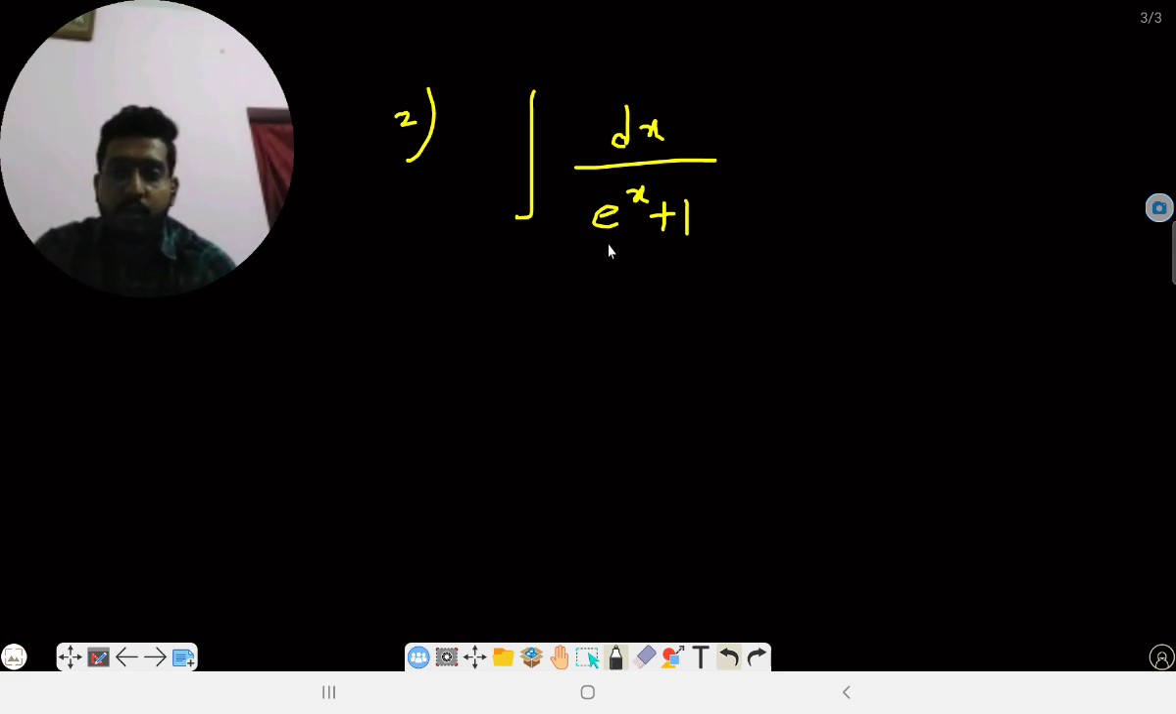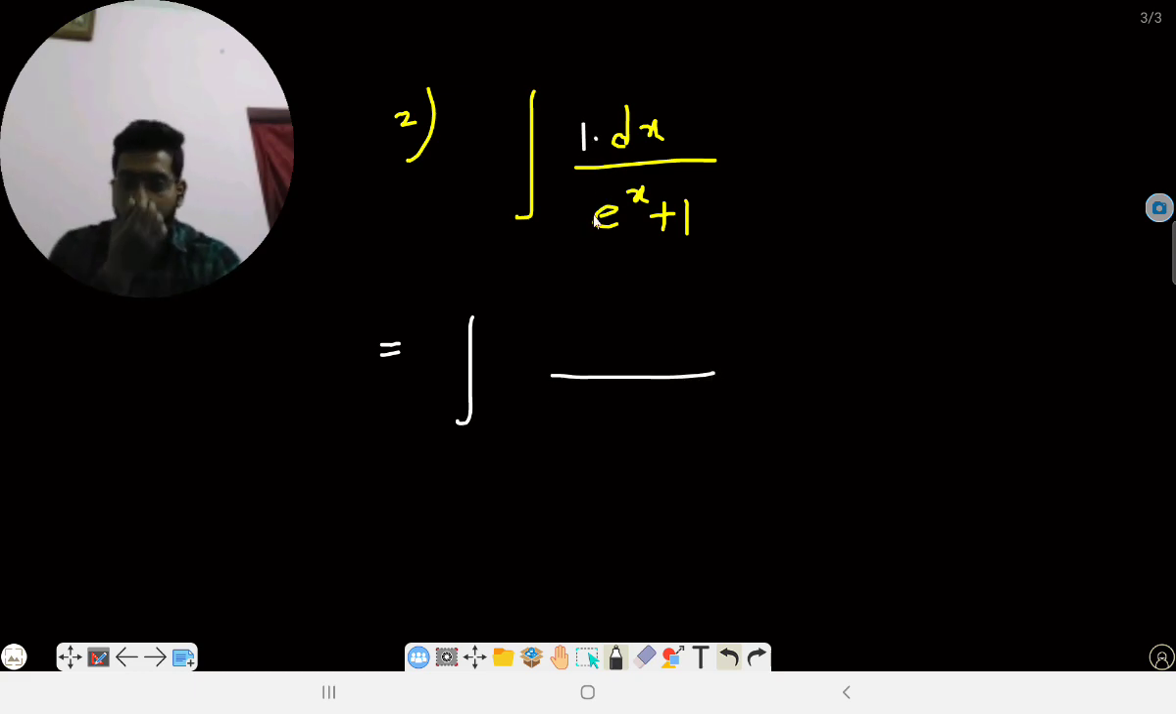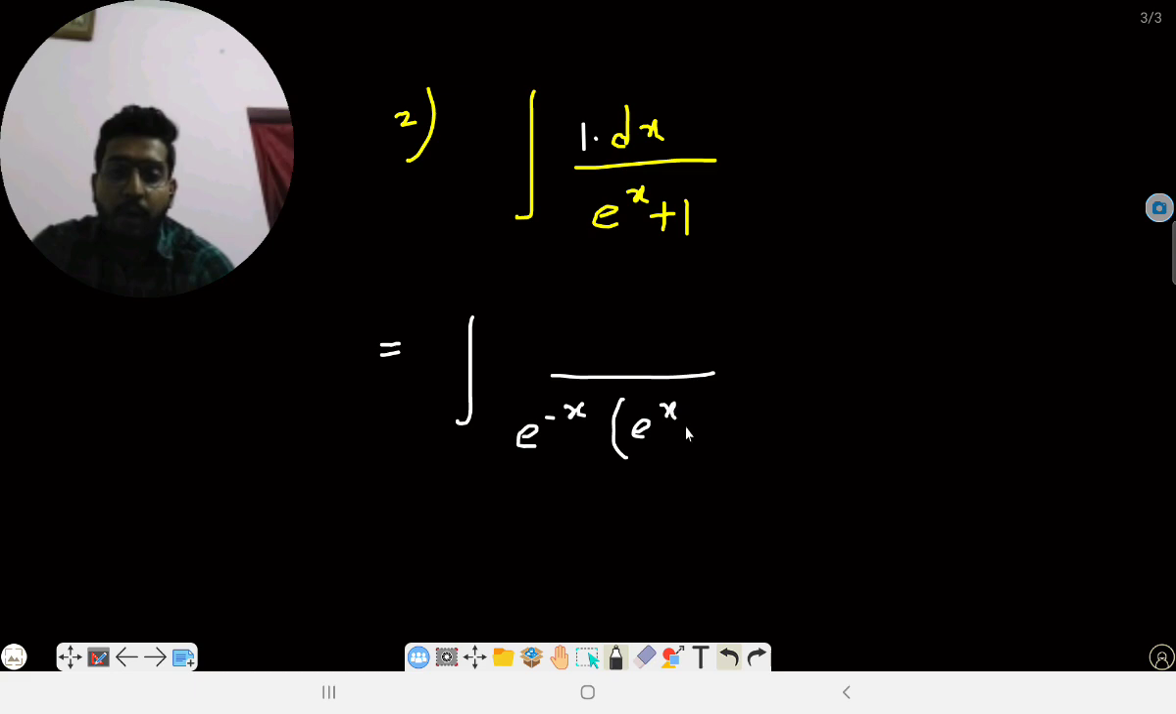So we can see there is e to the power x plus 1. So what we will do is that, here you can see there is nothing in the numerator, there is only 1. To solve this type of integration, what to do? We can see there is e to the power x. Now that means we have to multiply both numerator and denominator by e to the power minus x. Now if it was e to the power minus x, then you have to multiply both by e to the power x, like this.